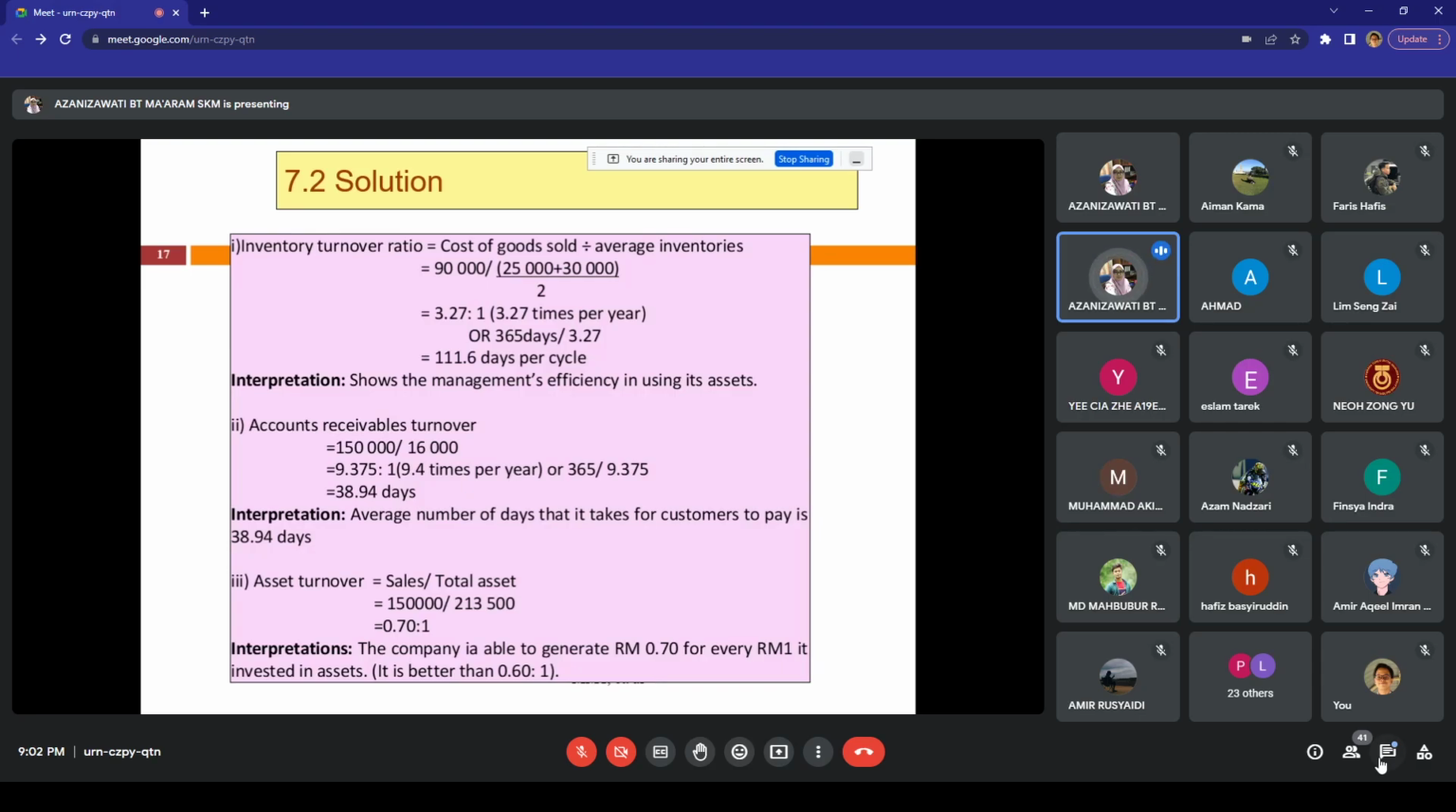And then for the cycle is the inventory turnover ratio. Okay, so how many cycles of inventory? So this is 111.6 days per cycle. Okay, all right. So meaning in 1 year they only get about 3 cycles. Okay, all right. Accounts receivable turnover.